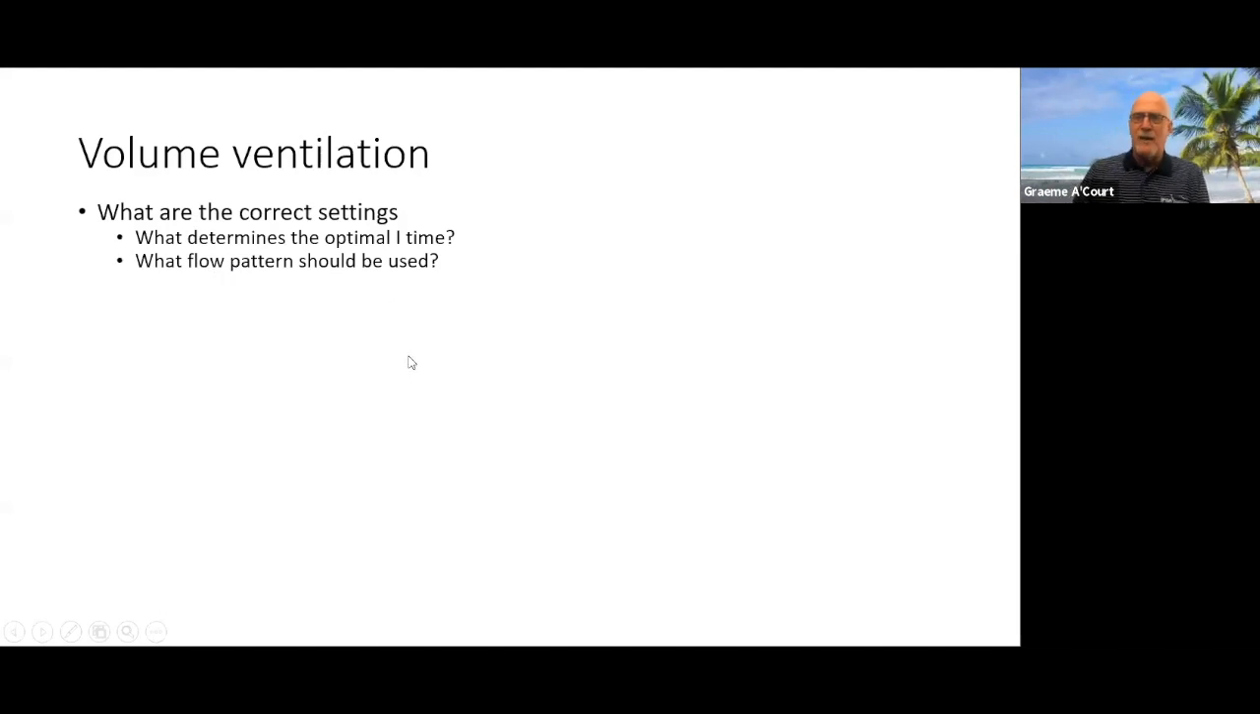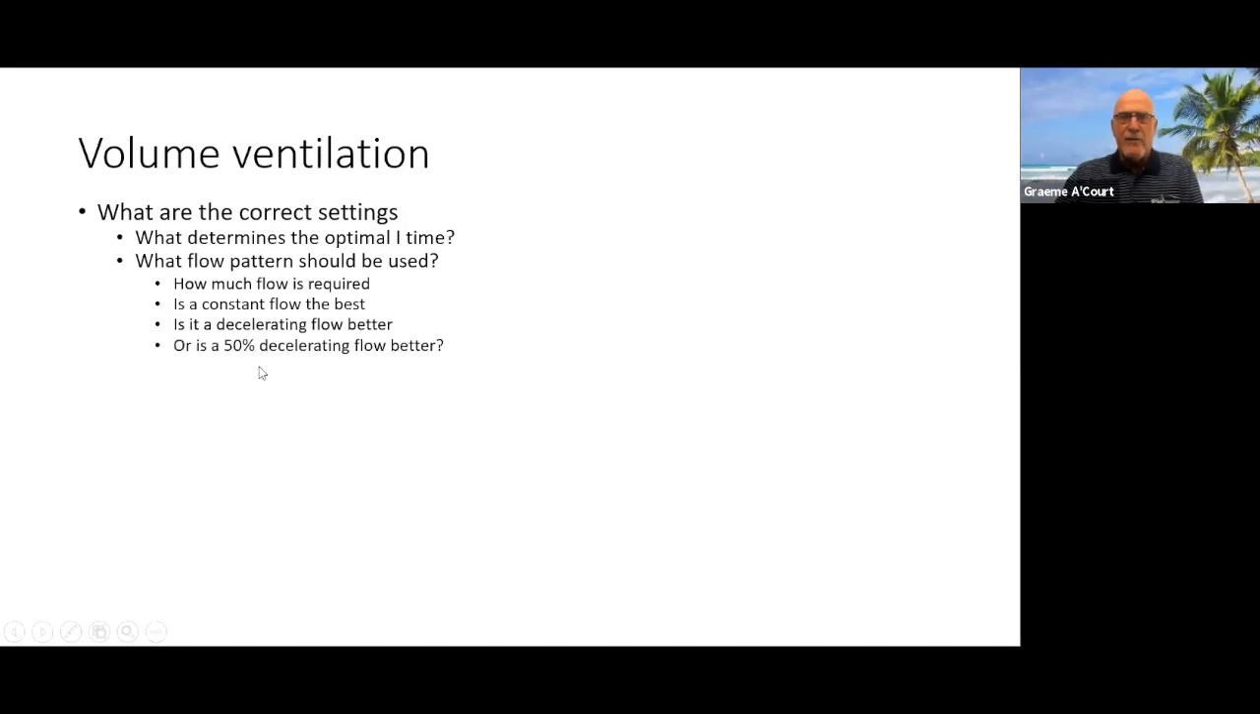What I want to do here is throw the challenges to you. I'm going to ask you what you think on each case. I'll show you the screen settings and ask what you would do. How much flow is required? Do you just rely on the default, whether it's peak flow or I time, whatever you think the flow pattern should be? Would you use a constant flow, square wave, a decelerating flow, or even a 50% decelerating flow? We do have options. I can recall a long time ago we used to even have sine waves, but we've moved on from that.